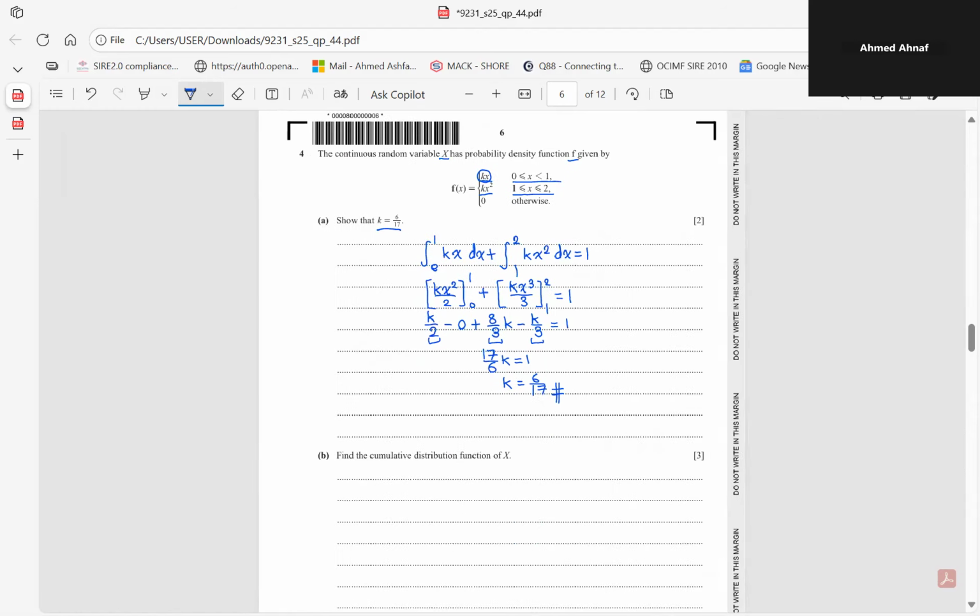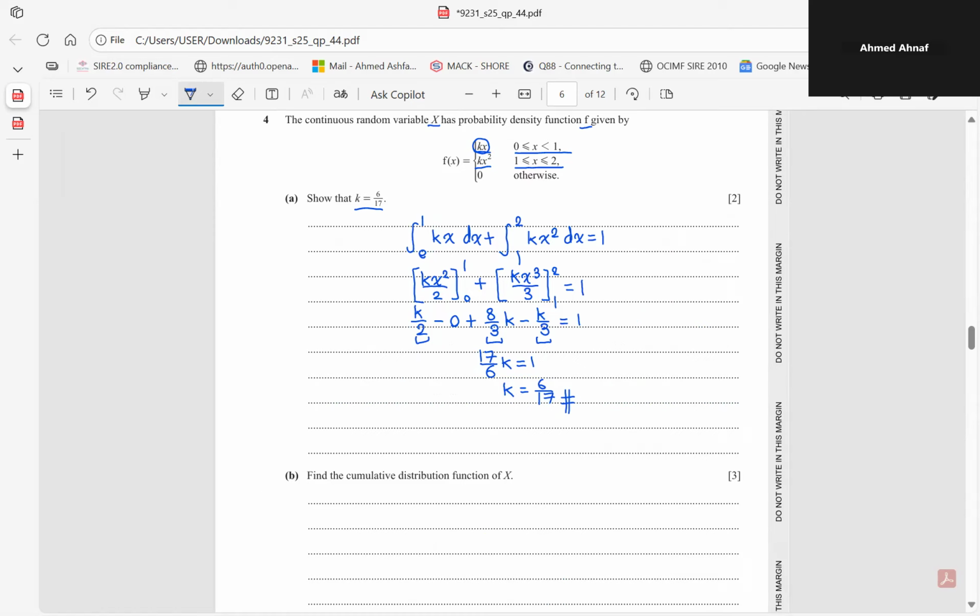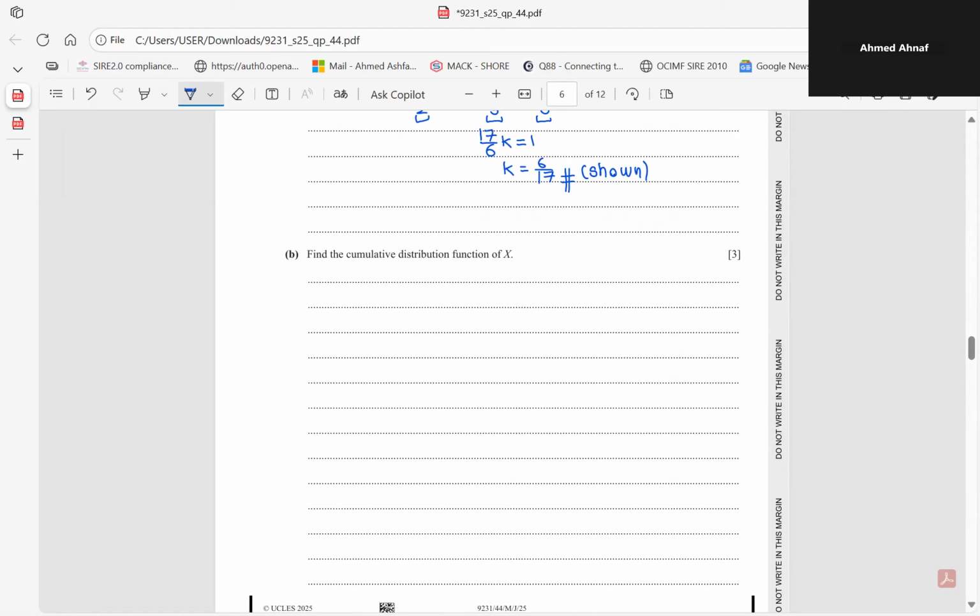So this would be the answer for our first part. Oh, and don't forget to write "shown." Okay, let's head on to the next part. Okay, so here they're telling us to find the cumulative distribution function of x.